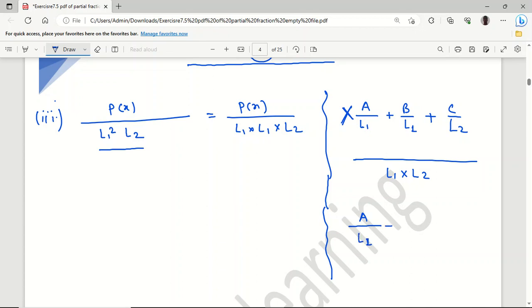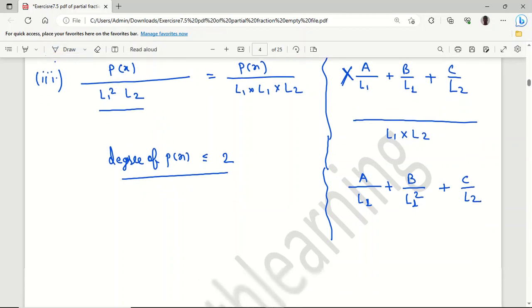a upon L1 plus, we'll move on to b upon L1 square, because in the numerator the degree of px will be smaller than or equal to 2. So the degree can be 2 also, but if I am taking L1 into L2, my numerator will never be of degree 2, it will always be of degree 1. That's why I am taking b upon L1 square. Now c upon L2. So this rational fraction can be broken into this type of partial fraction.